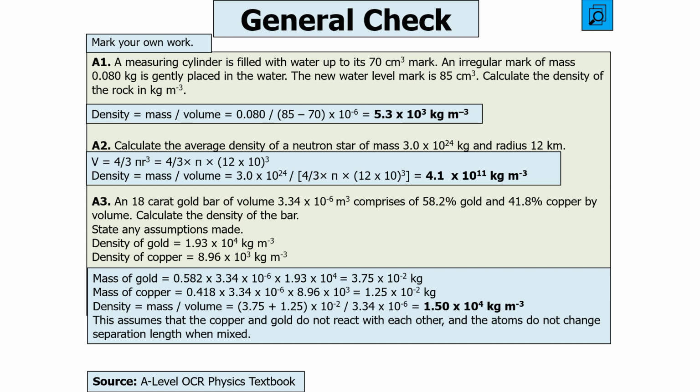Then you got your 2 masses. You then will add the 2 masses because the mass will have to be conserved in total when you have them as an alloy. Okay, and then you divide it by the volume of the alloy, which you know about before, so we get 1.50 times 10 to the 4 kilograms per meter cubed. Now remember, this calculation assumes that the copper and gold don't react with each other and the atoms don't change separation length when mixed and have that consistent density.